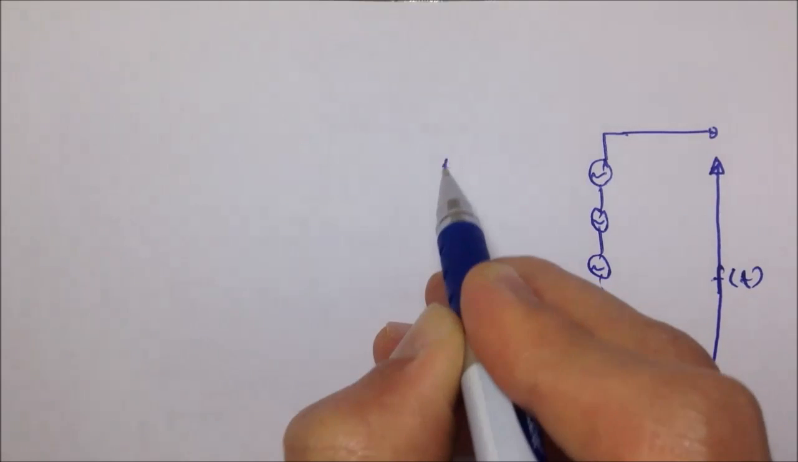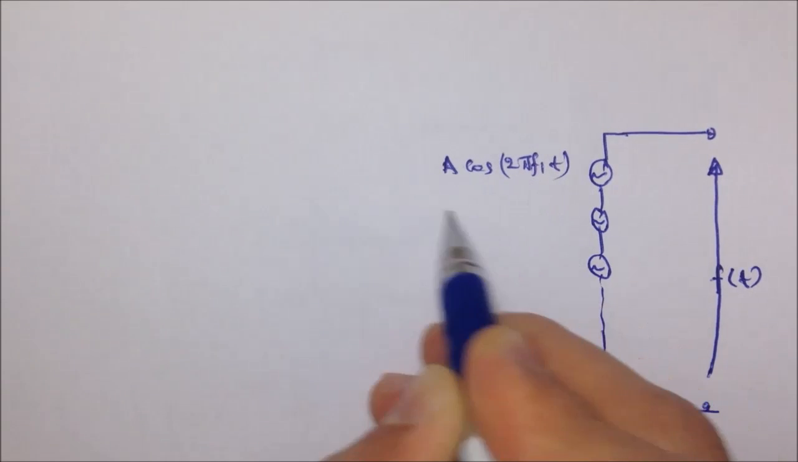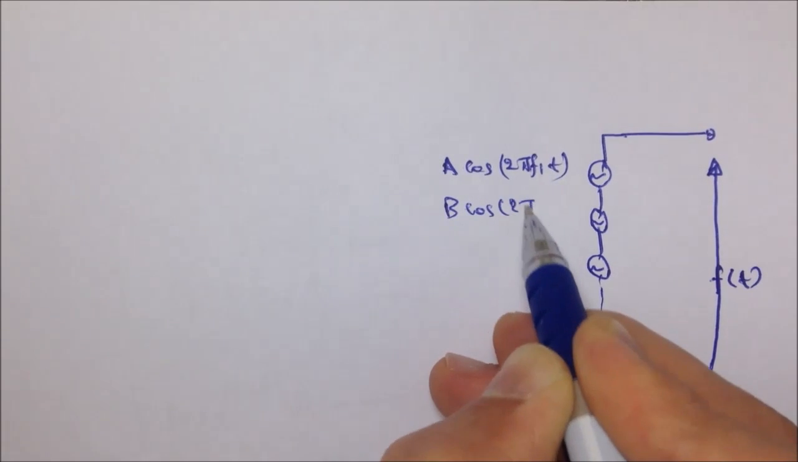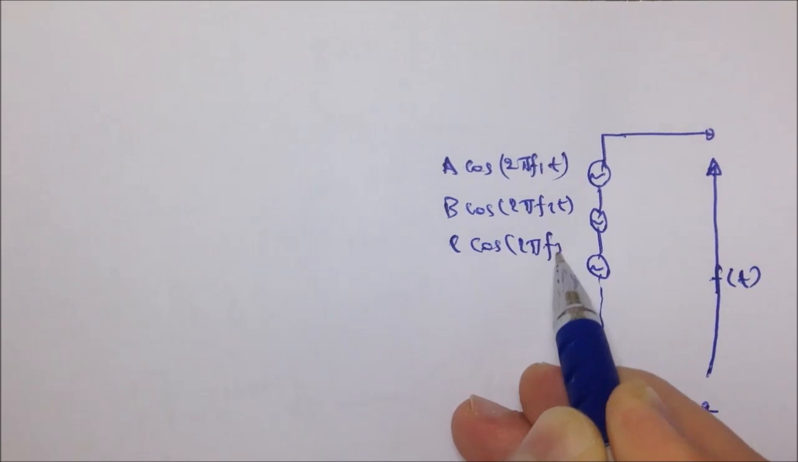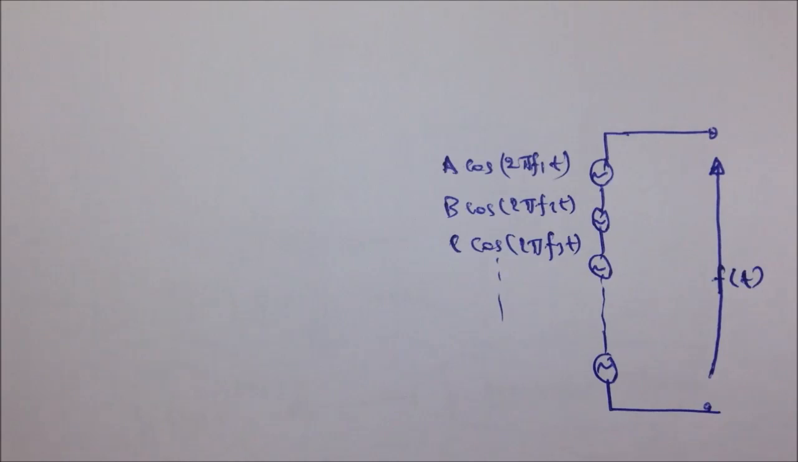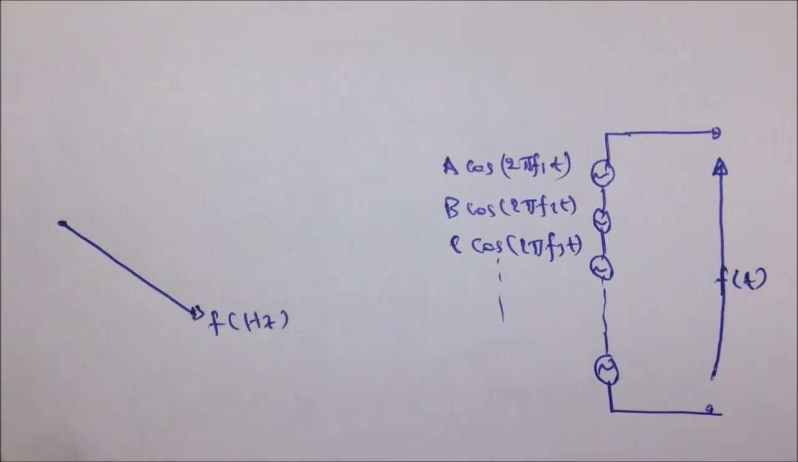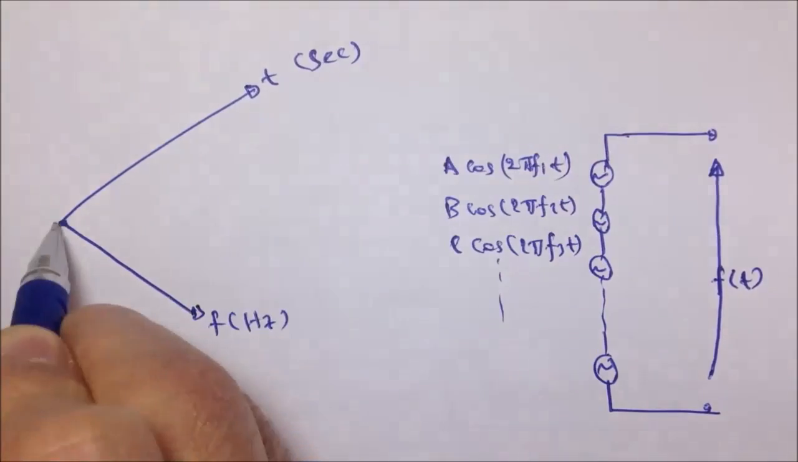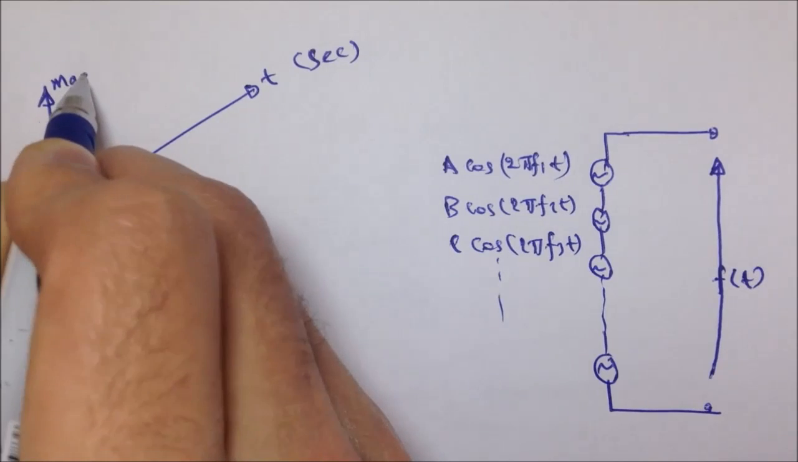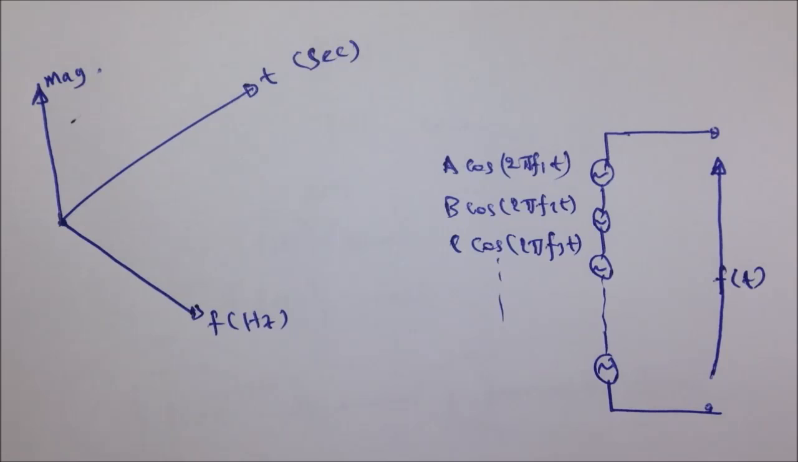So let's assume this is a cosine 2 pi f1t, this one b cosine 2 pi f2t, c cosine 2 pi f3t, and so on. If this is the frequency axis in hertz, this is the time axis in seconds, and this is the magnitude axis. Now this is the magnitude of the frequency component, not the time domain signal. So you need to take care of that.